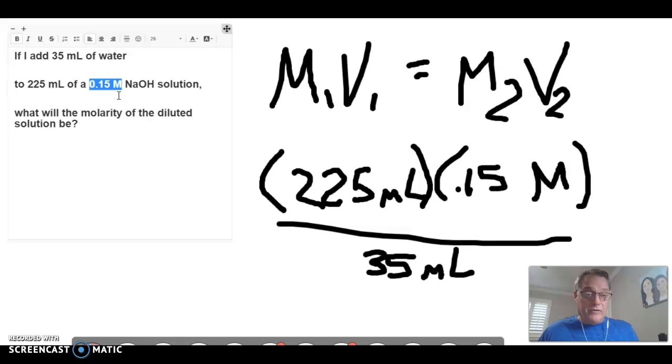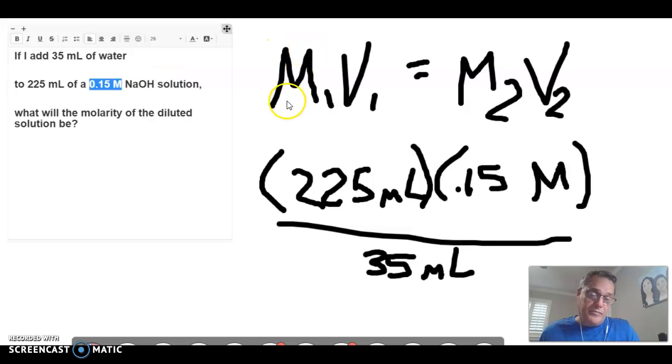Well, let's think about it real fast up front before we do the math. Is our solution going to be more weak or more strong? Well, if we keep the same stuff in the solution and we just add more water, it's going to get diluted. So our molarity should go down. Our number from 0.15 should go down. So let's see what the math does for us.